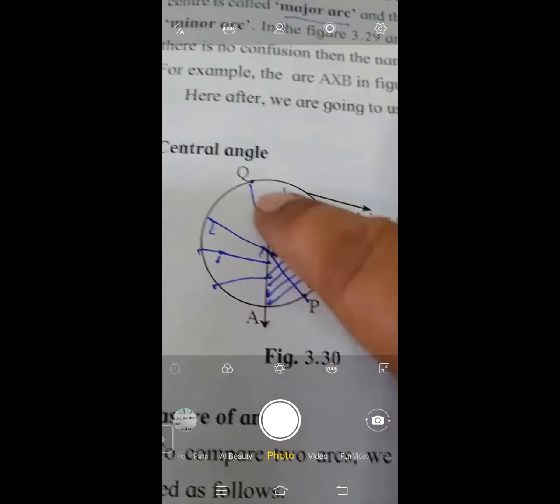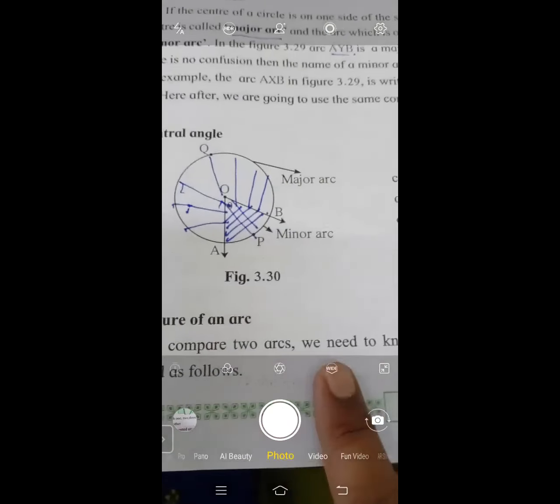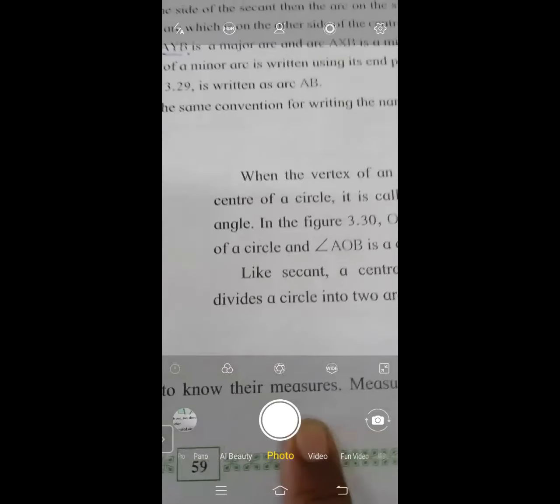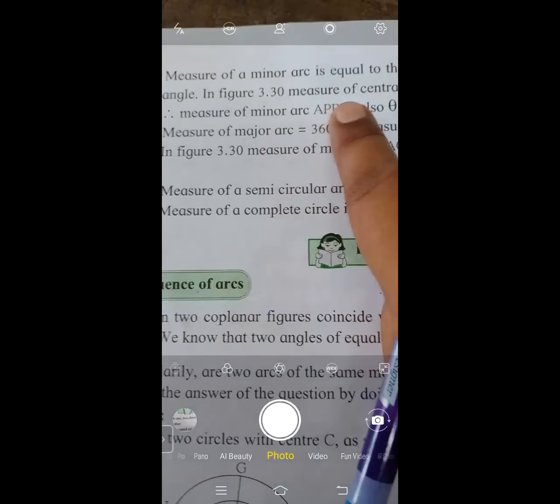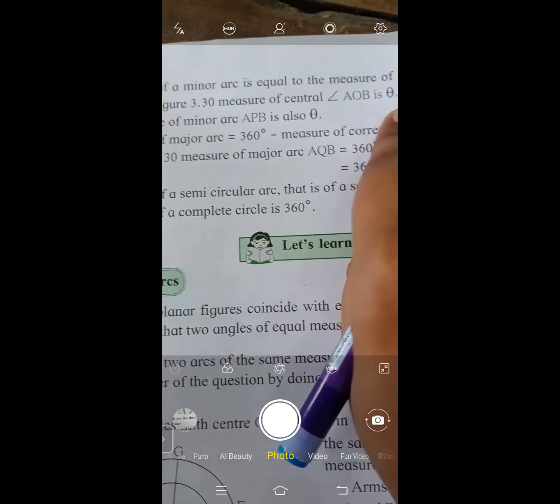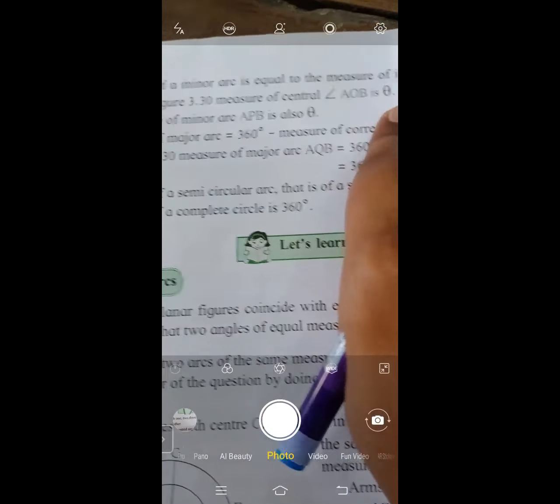Now, measure of an arc. To compare two arcs, we need to know their measures. The measure of a minor arc is equal to the measure of the corresponding central angle. In figure 3.30, the measure of the central angle AOB is theta, so the measure of the minor arc APB is also theta.